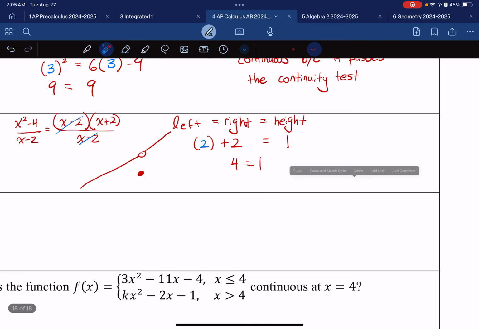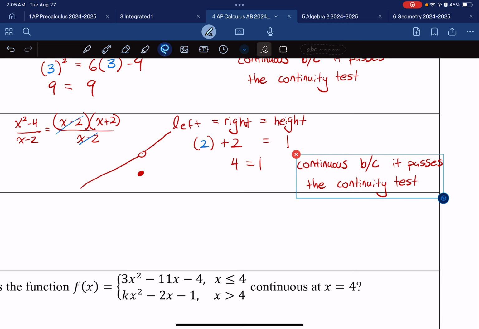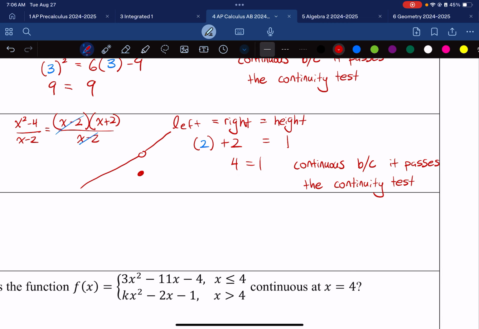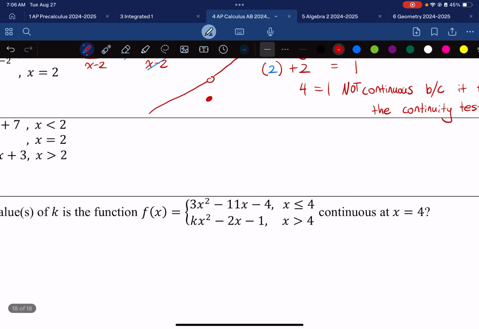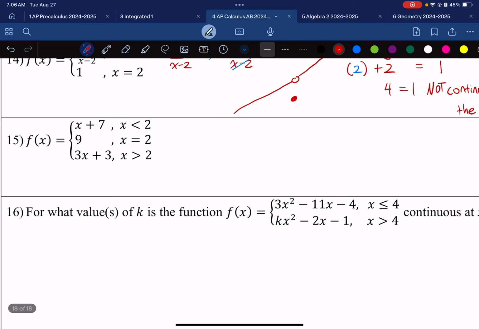So I can still paste this. I can say it's not continuous because it fails the continuity test. Perfect. All right. And this is a case where we need to write all three of them, right? So we can say left is equal to right is equal to height.